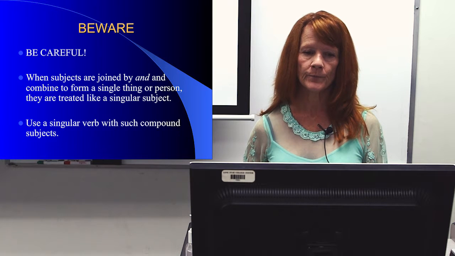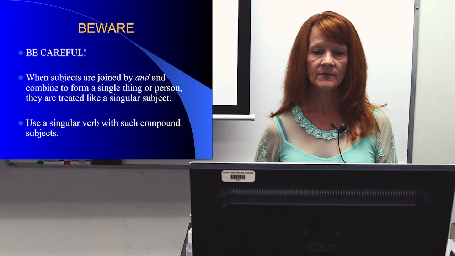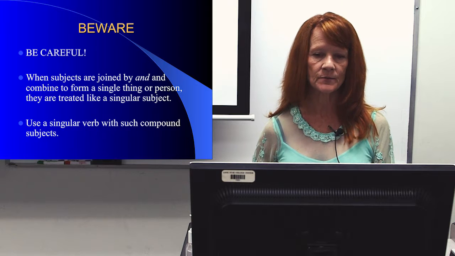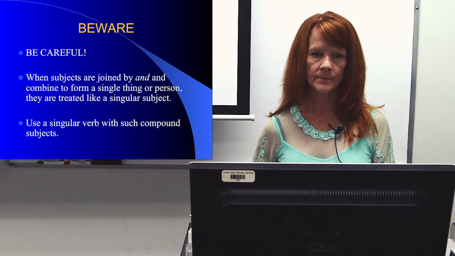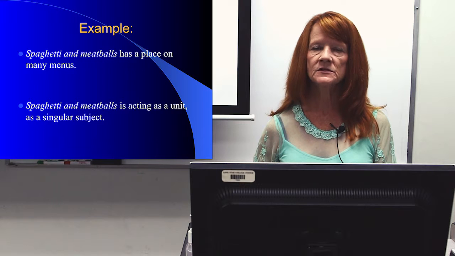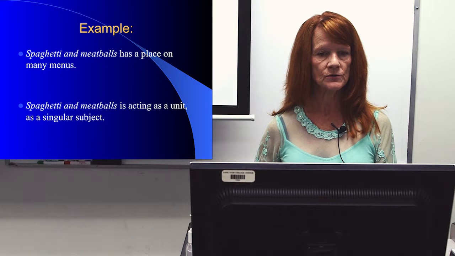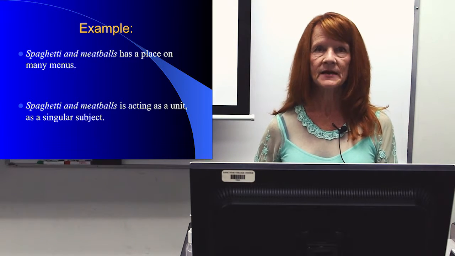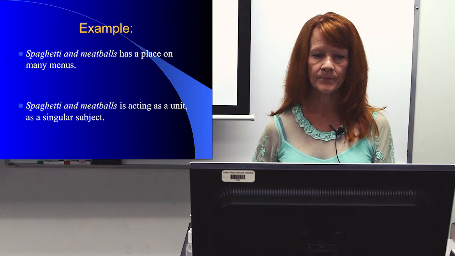Be very careful. When subjects are joined by the word and combined to form a single thing or person, they are treated like a singular subject. You use a singular verb with such compound subjects. For example, spaghetti and meatballs has a place on many menus. We've got two things, spaghetti and meatballs, but it's acting as a single unit, as a singular subject.